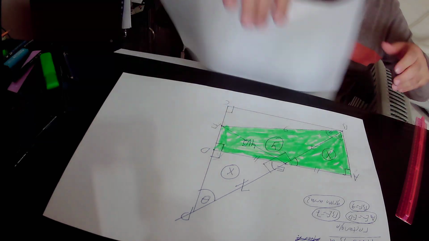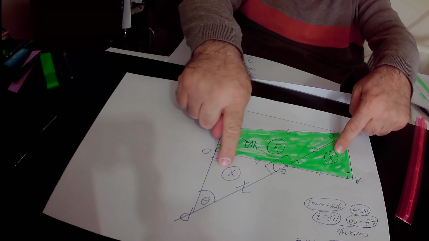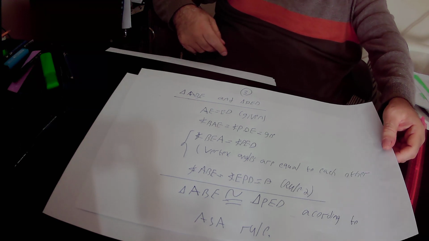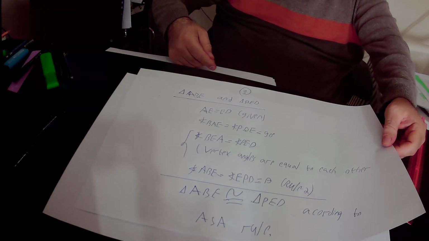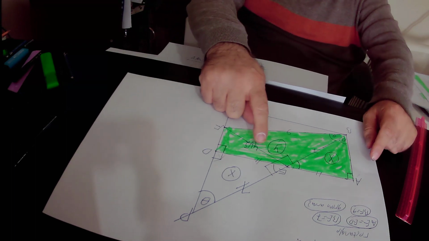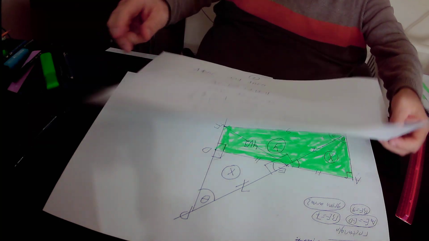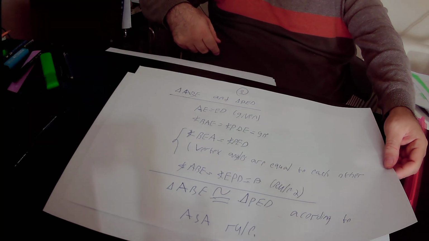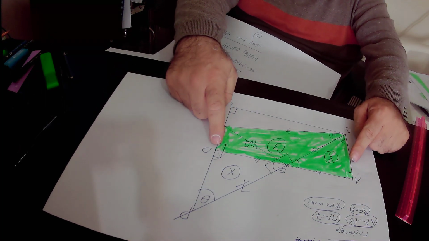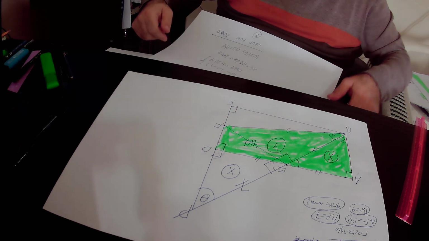Then we proved that those two right triangles can go into each other. Why can they go into each other? Because we know that AE equals DE. AE equals DE, it is given in the question. We also know that angle BAE equals angle DPE equals 90 degrees. Those two angles are 90 degrees, they are equal to each other.